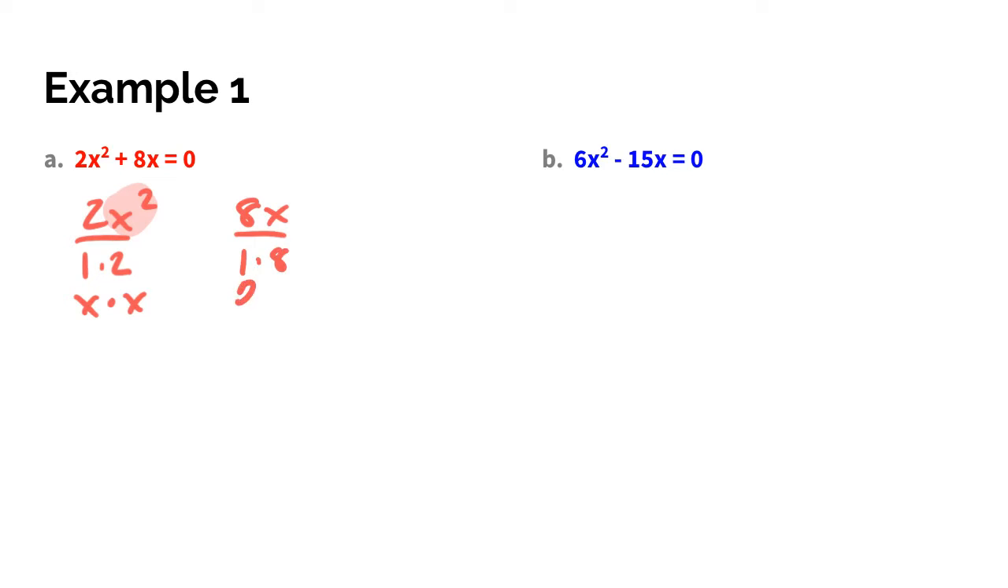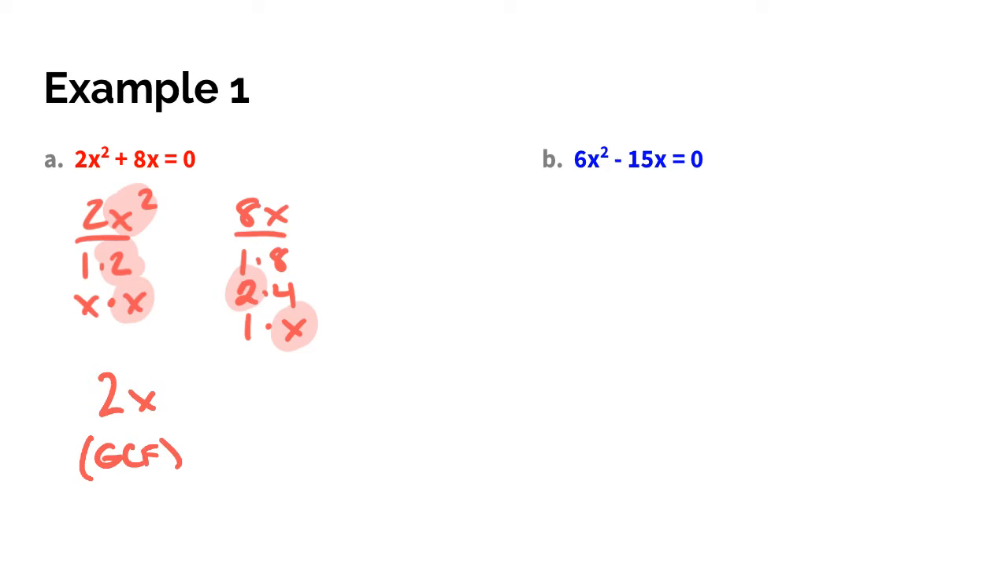I would have 1 and 8, 2 and 4, and this one just has an x, so think of this as 1 times x. It's not going to be x times x, but it's going to be the number 1 times x. So when I look at these two lists, what do they have in common? Well, I notice that they both have a 2 in common, and also there's an x in each list. So the thing that they have in common is 2x. That would be considered what's called the greatest common factor.